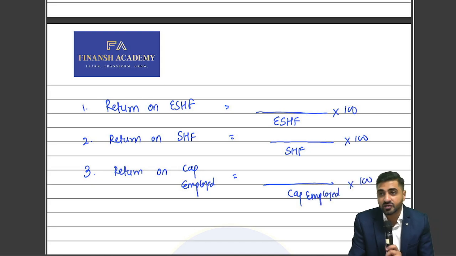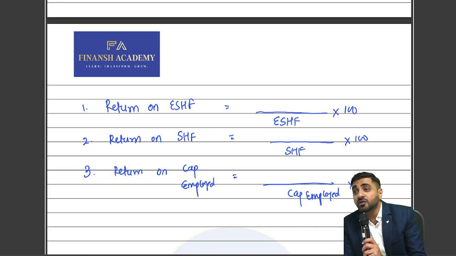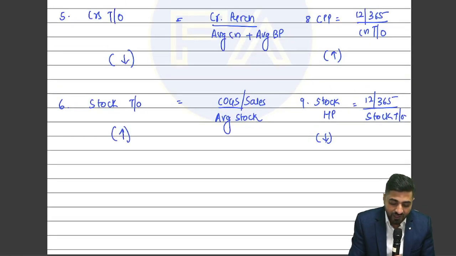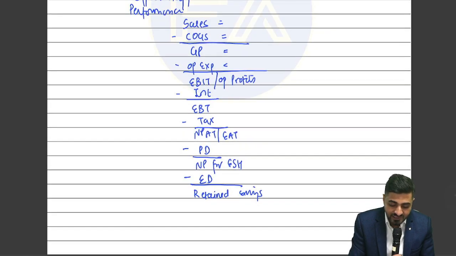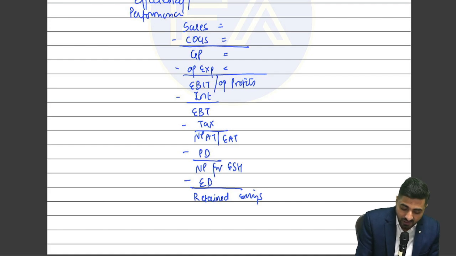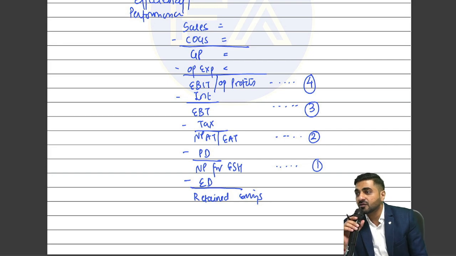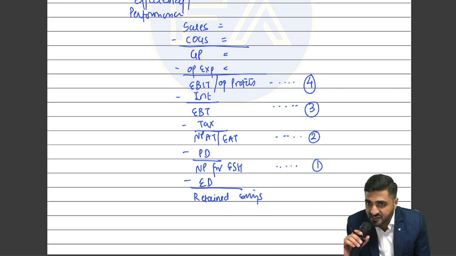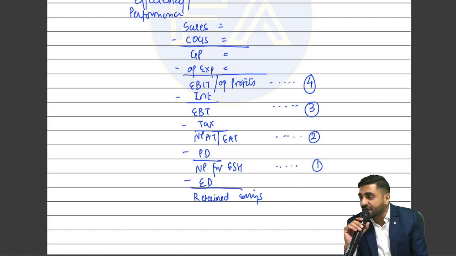Now in the numerator, what should come? Profits. Everyone, when I talk about return on equity shareholders, this is the income statement. So I will give you some options. Which profit should we consider? Option 1, 2, 3, 4, let's play MCQ. Now I am talking about return on equity shareholders fund. In the denominator, we are checking equity shareholders funds as an investment. Can you please tell me which profit should I take?